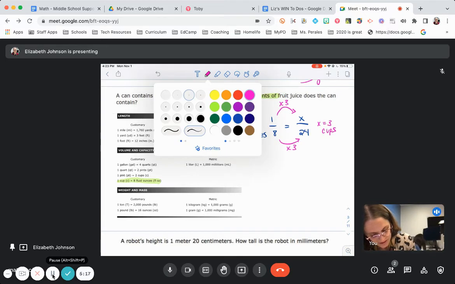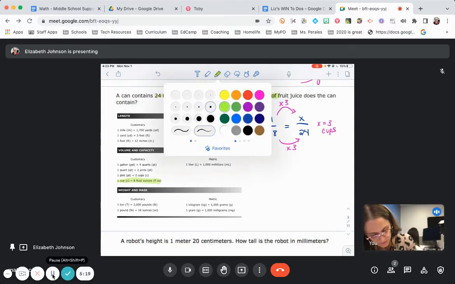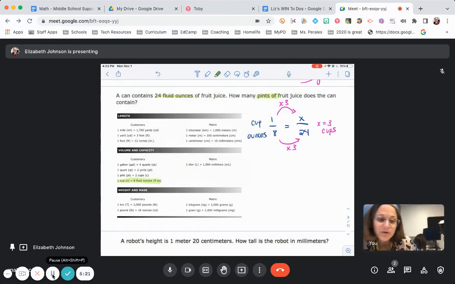So we need another step, and we need another bit of information from our formula chart. We need to know how many cups are in a pint. Well, we have that information. We know there's 2 cups in a pint. So let's write down cups and pints this time. Pints and cups. There's 2 cups in 1 pint. I have 3 cups. And I want to know how many pints would that be?